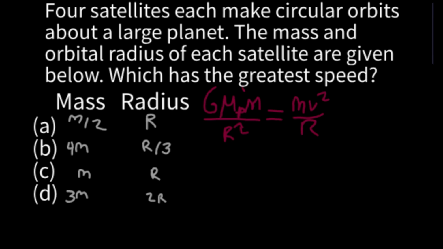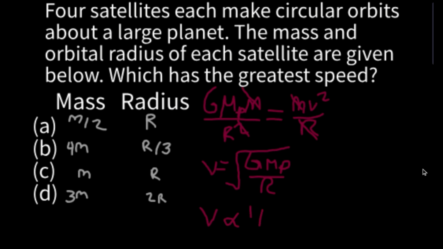So we can cancel out the mass of the satellite, which means that this entire row here is insignificant, and one of the r's. And that gives us that our speed is equal to the square root of our gravitational constant times the mass of the planet divided by the radius. And that means that the speed of the satellite is inversely related to the square root of its radius of orbit. Therefore, the smaller the radius, the larger its orbital speed is going to be.